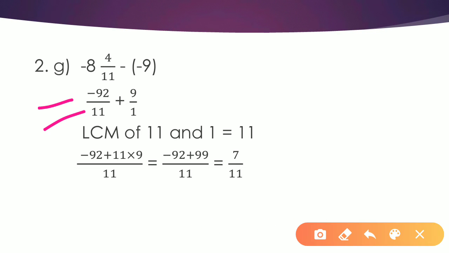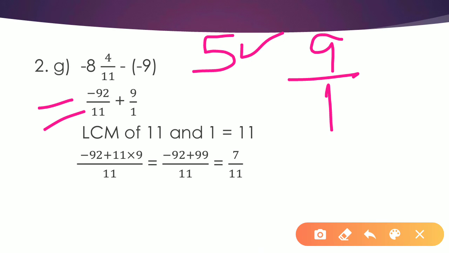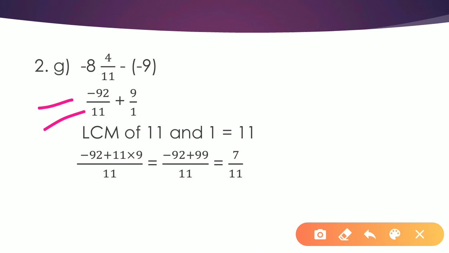After that, here 9 is having no denominator. If a number is not having any denominator, we can write the denominator as 1. If a number is given like 5 only, where only the numerator is given, we can suppose that the denominator of 5 is 1. So here we can assume that the denominator of 9 is 1. Minus minus will become plus. That's why I have written here plus.